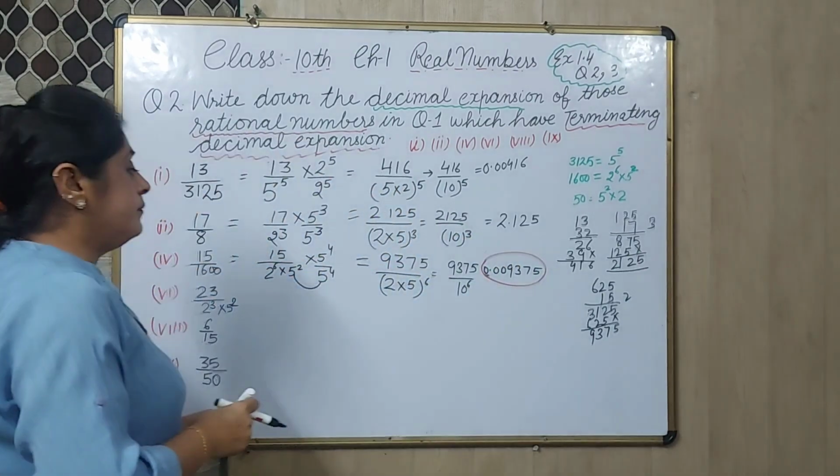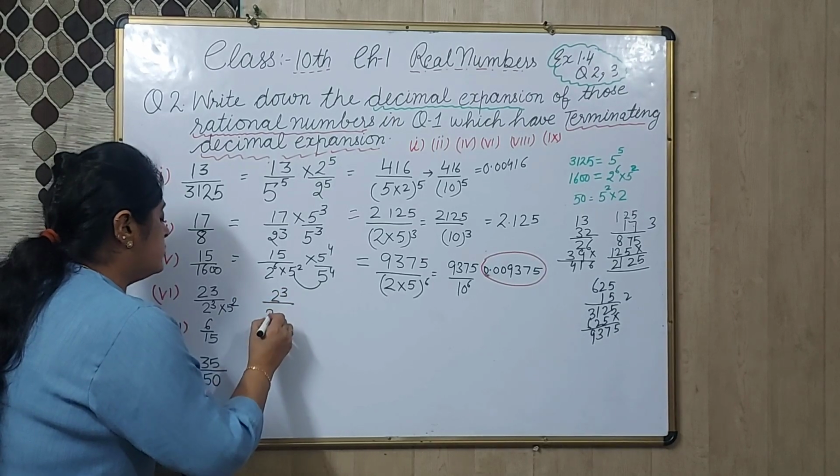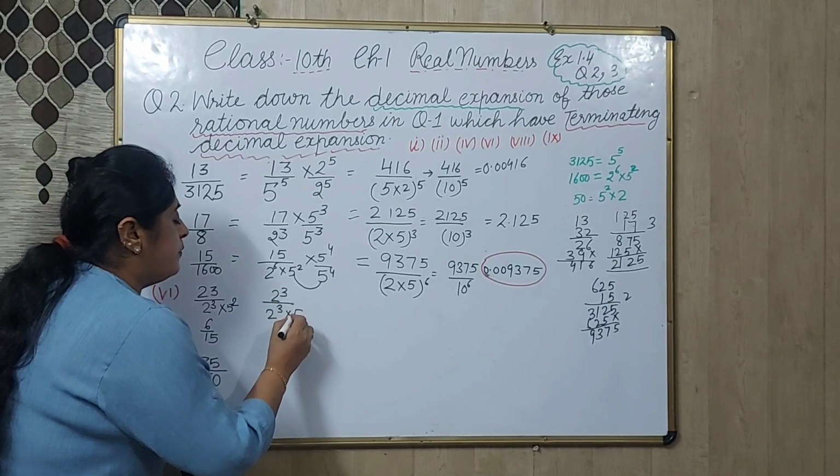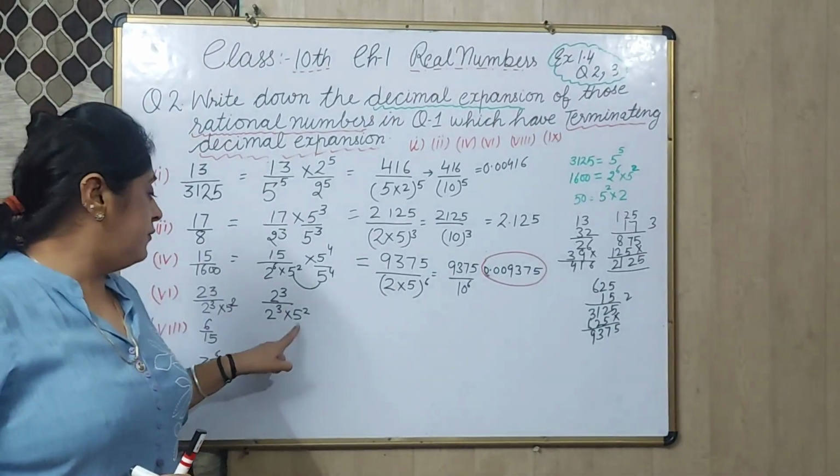Okay. Now 2 power 3 and 5 power 2. You can see the power of 2 is 3 but the power of 5 is 2.